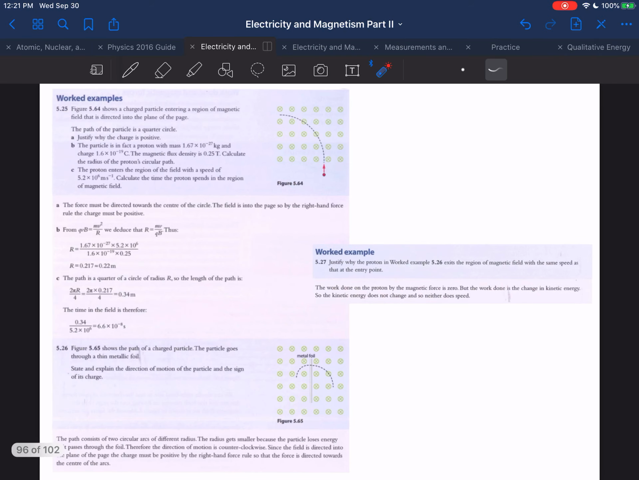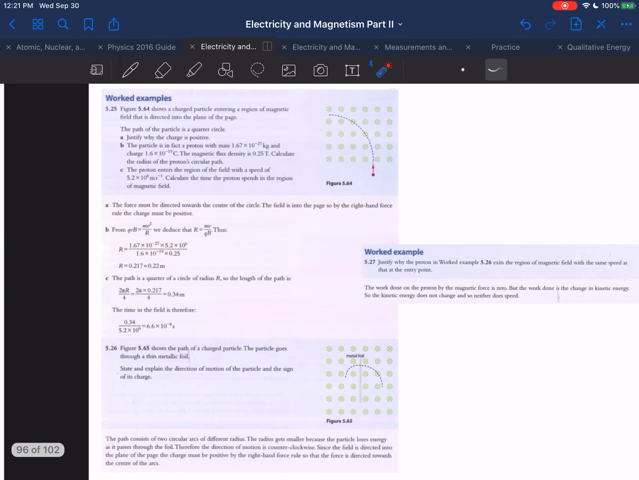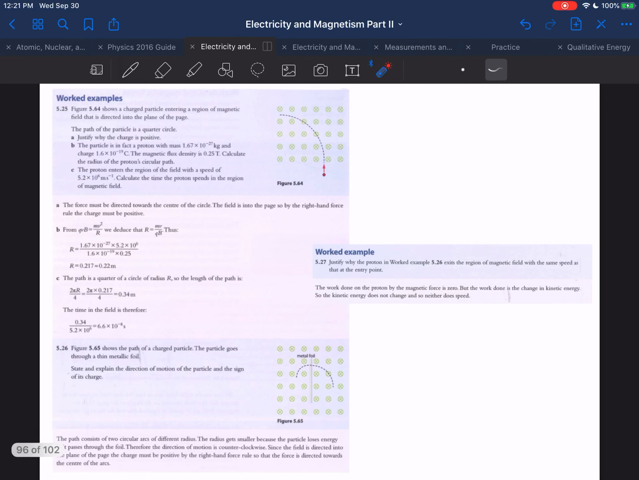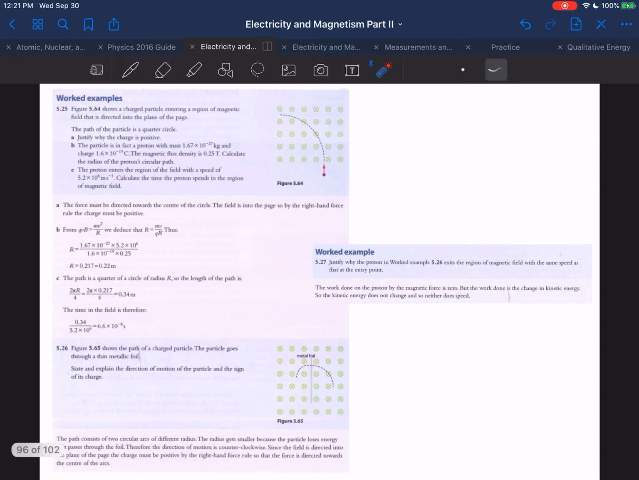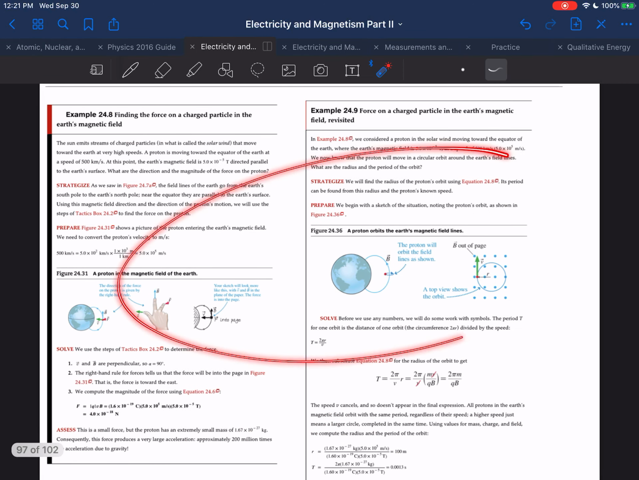Before we do that though, I just want to point out that after the section in which the motion of charged particles in magnetic fields was introduced, there are a number of really important worked examples to go through, and I would really encourage you to do so before moving on, because having a good, solid understanding of what is going on here will help you tremendously in unpacking this last final application.